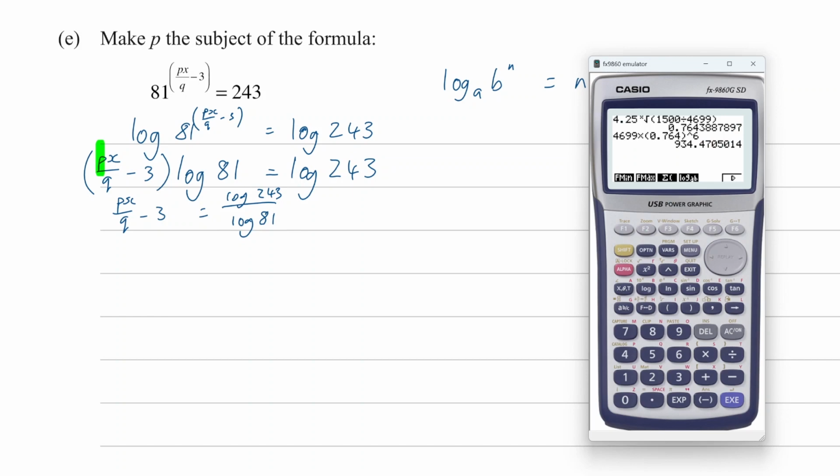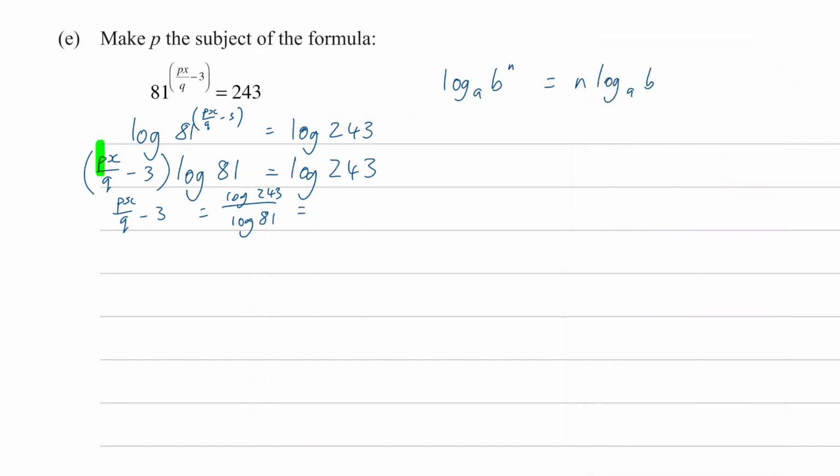Now, we could leave it as log 243 over log 81. However, those are just numbers, so let's work out what they are. So log 243 divided by log of 81 gives us 1.25 or 5/4. That looks a bit simpler, getting rid of the logs like that. So we have px over q minus 3 equals 5/4.